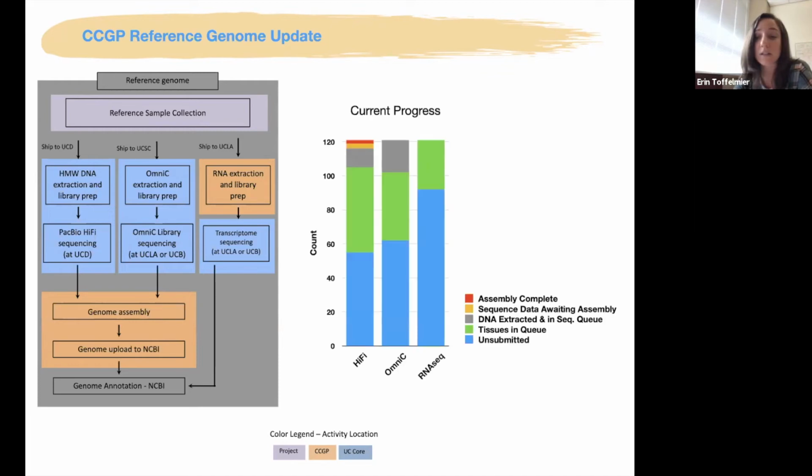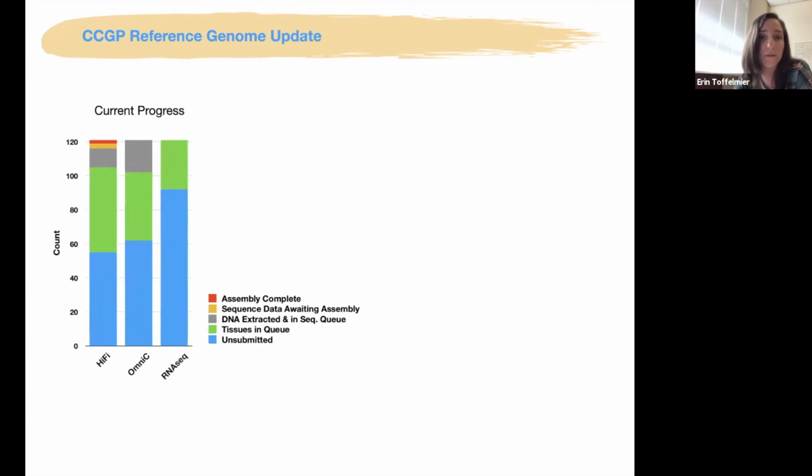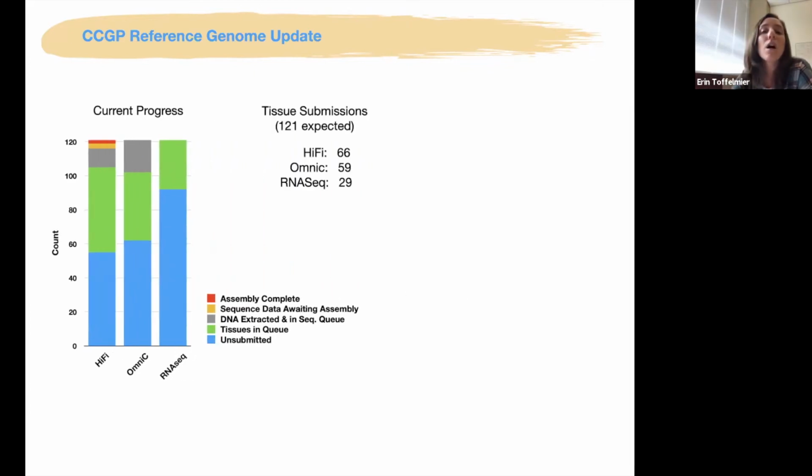And I just wanted to update everybody on the numbers that we have so far and how we've been doing. In total, we expect to do about 121 genomes. That's our current count, barring any major changes. Actually, we're doing really well in terms of number of tissues submitted for all of the species. Everything in this chart that's not blue is something that's been submitted and is somewhere in the process of data generation, which is great.